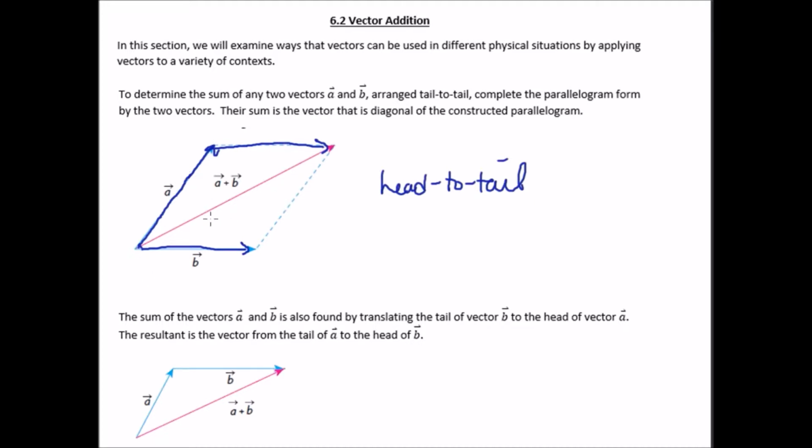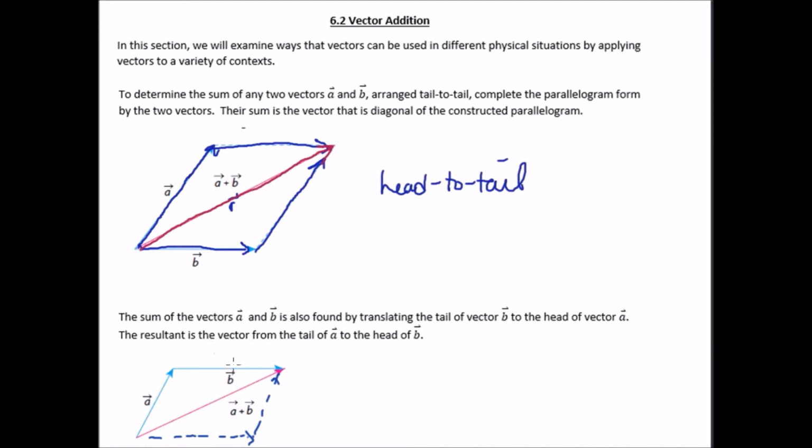If you took vector A and put it at vector B, you're going to get the same result. This is called the resultant. I usually put vector R for resultant. So our sum is going to be this red vector right here. The sum of the two vectors A and B is also found by translating the tail of vector B to the head of vector A. This is essentially what we just did with the parallelogram, so just take vector B and put it on the head of vector A, or even vice versa.